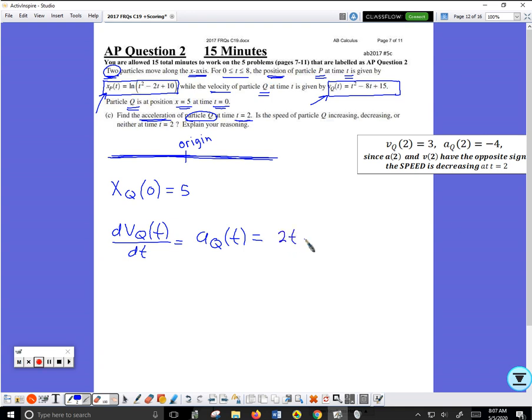2t minus 8. I don't know if they'll make it that simple, but that one was. So I just want to find the acceleration at time 2. So acceleration of particle Q at time equal 2 is going to equal 2 times 2, subtract 8. That's negative 4. No units are given in this problem. So I have found the acceleration of particle Q at time equal 2. Now I keep reading. They gave me 1 point for doing that.